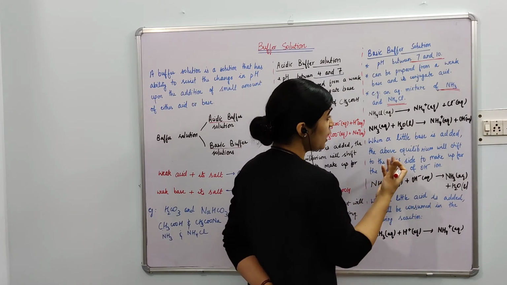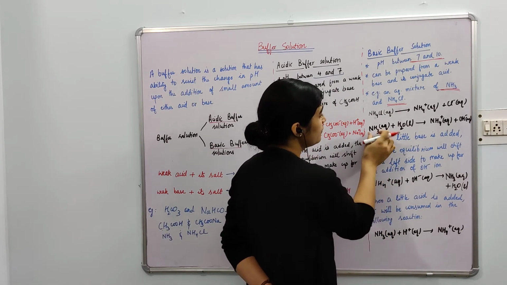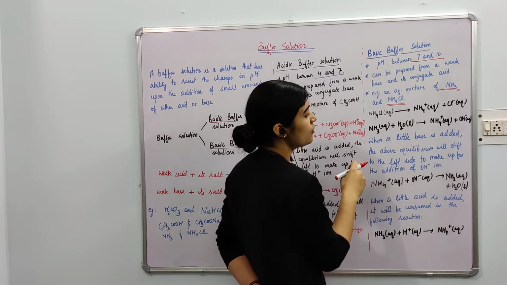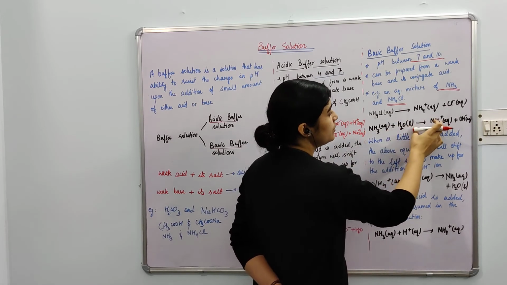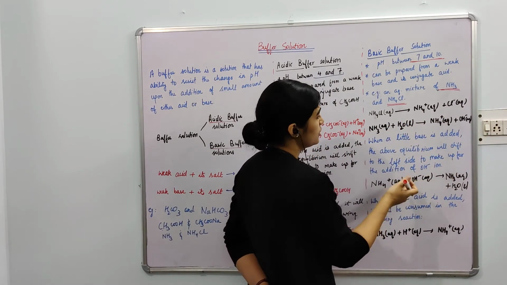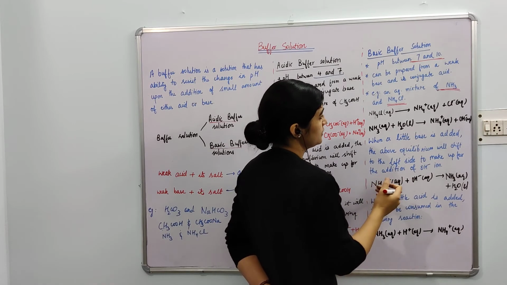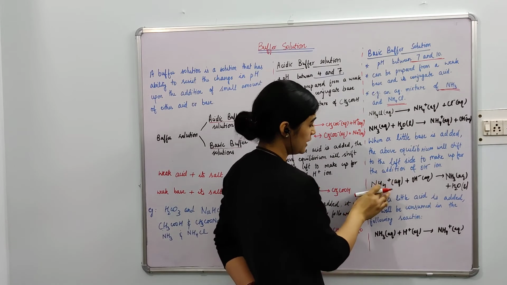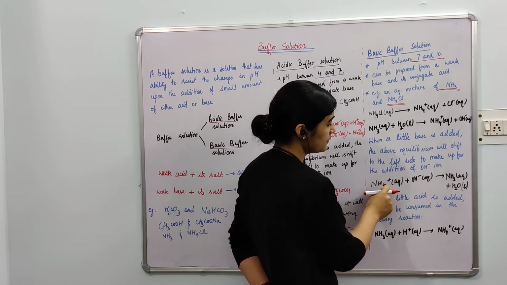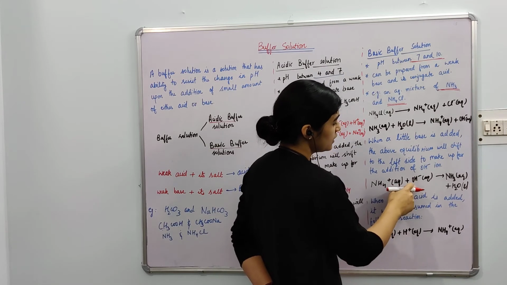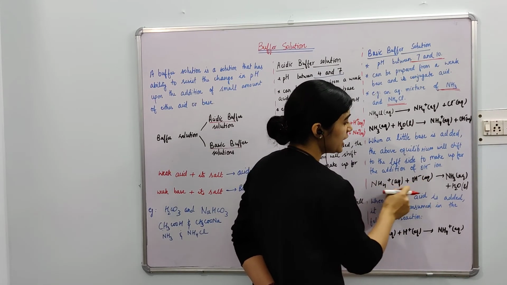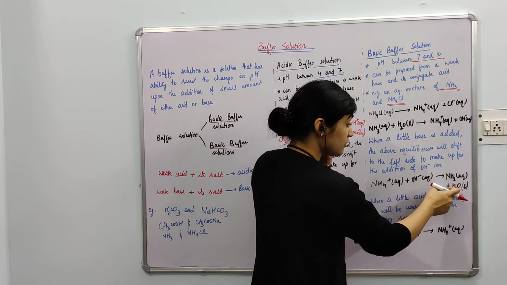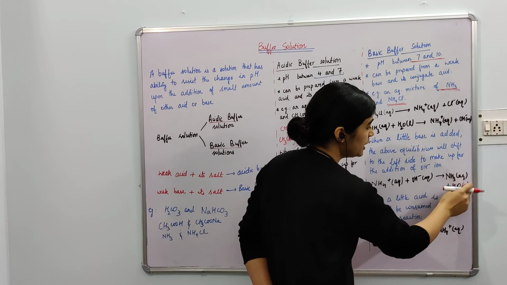This ammonia will consume the H positive and form NH4 positive. So on addition of acid, your equilibrium will shift in the forward direction. And if you add a base, what will happen? Your NH4 positive will combine with OH negative and form ammonia and a water molecule. This water molecule will not be present in the form of H positive and OH negative. It will be a complete water molecule.